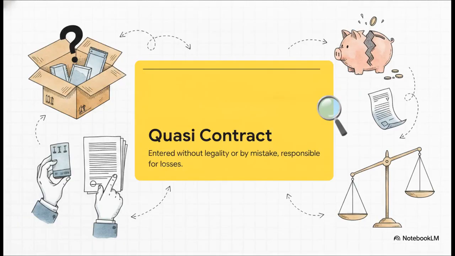Then there's the quasi-contract. Honestly, this one is fascinating because a party might enter it without any formal agreement whatsoever, or even purely by mistake. Say a delivery driver drops off a product you never actually ordered, but you accept it and use it anyway. Well, you still have to bear the legal consequences and are responsible for the losses created.